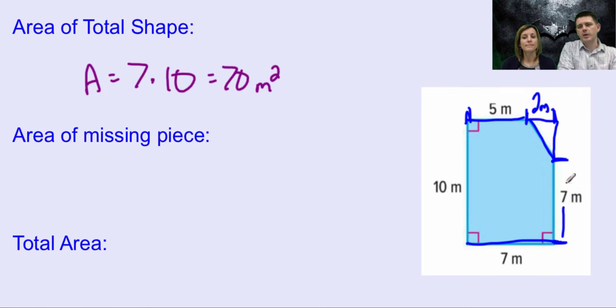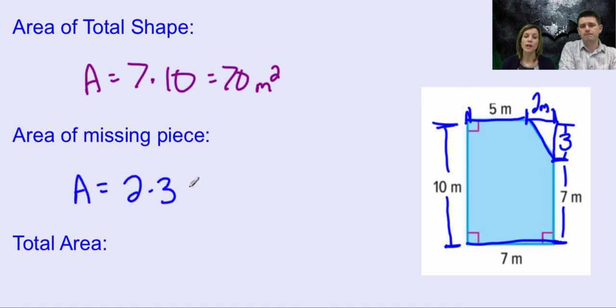Now we're going to do the same thing over here. We know this short section here is 7. We know all the way top to bottom is 10. So 7 plus 3 gives us our total of 10, which means our missing height here is going to be 3. We need to be careful. We have a base of 2 and a height of 3, but it's a triangle, so we have to divide it by 2 when we're done. So 6 divided by 2 is going to give us an area for that triangle of 3 meters squared.